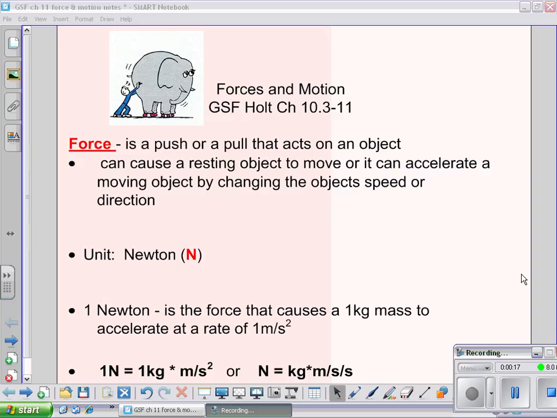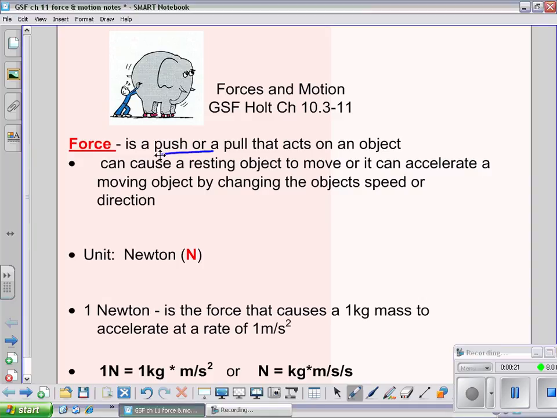So first thing, we're talking about forces. A force, you probably remember from elementary school, is just a push or a pull that acts on an object. It can cause a resting object to move, or it can accelerate a moving object. Remember, we talked about acceleration last chapter. That could be speeding up, slowing down, or changing direction.